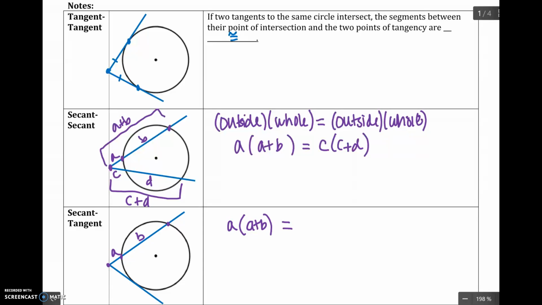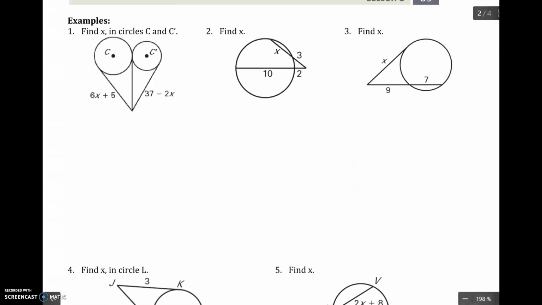And then if you look at this piece, there's only C. There's not another secondary portion because the whole part of the tangent is outside. So using this idea of outside and whole, the outside part is C, and the whole thing is also C. So when you have the tangent, you're just going to have it squared. Okay? But it's this rule for both of them. So now applying that rule, or those rules, we're going to have some examples.